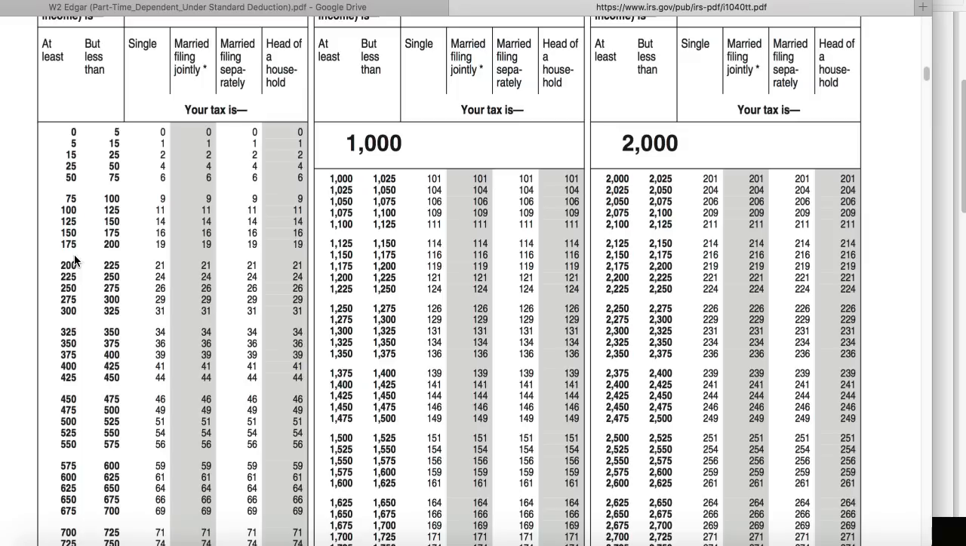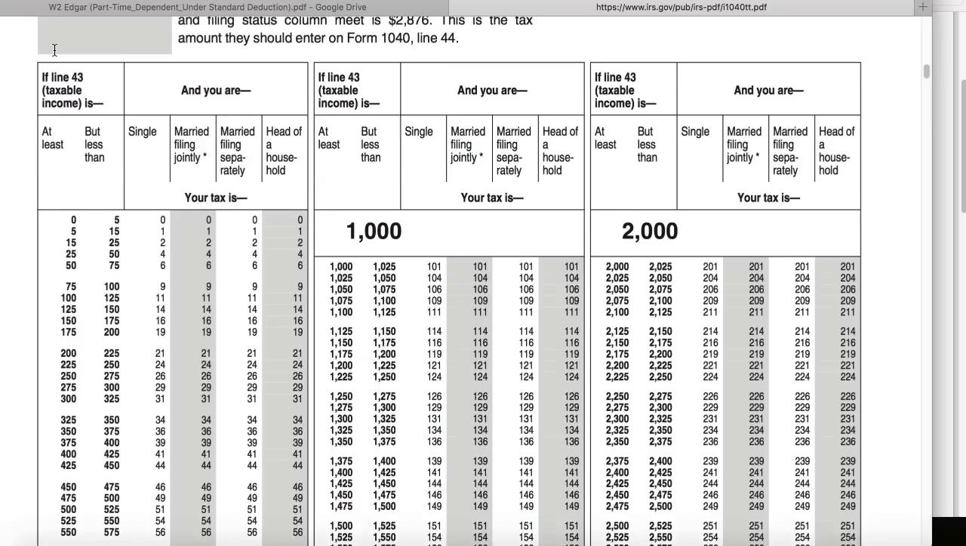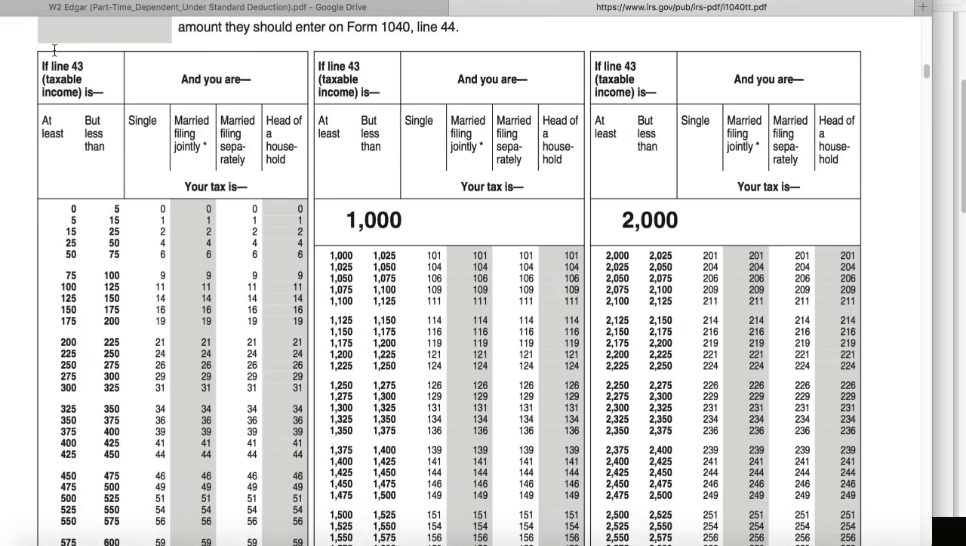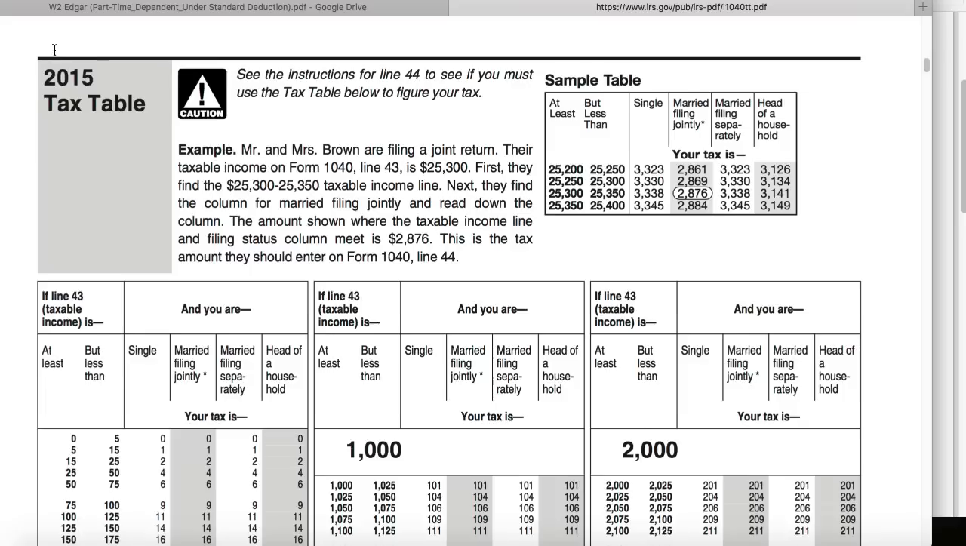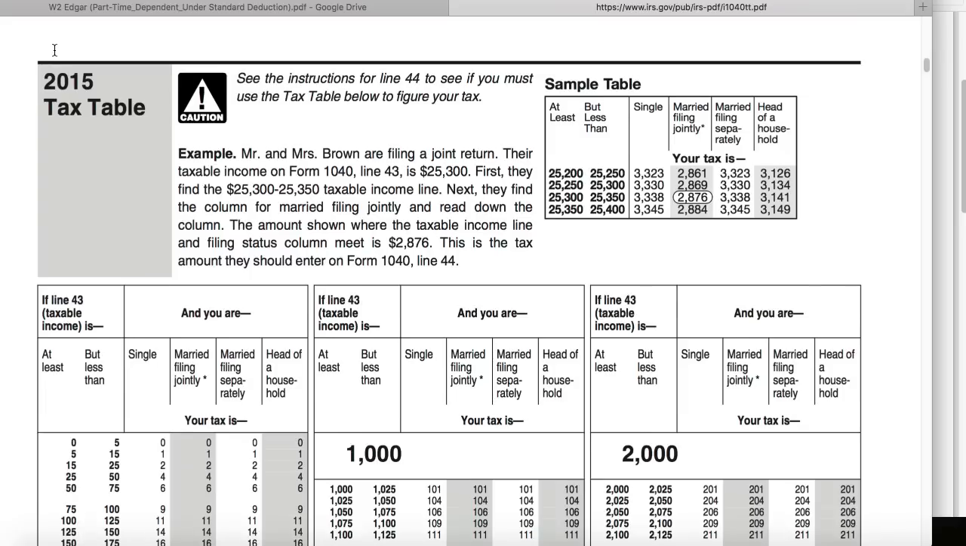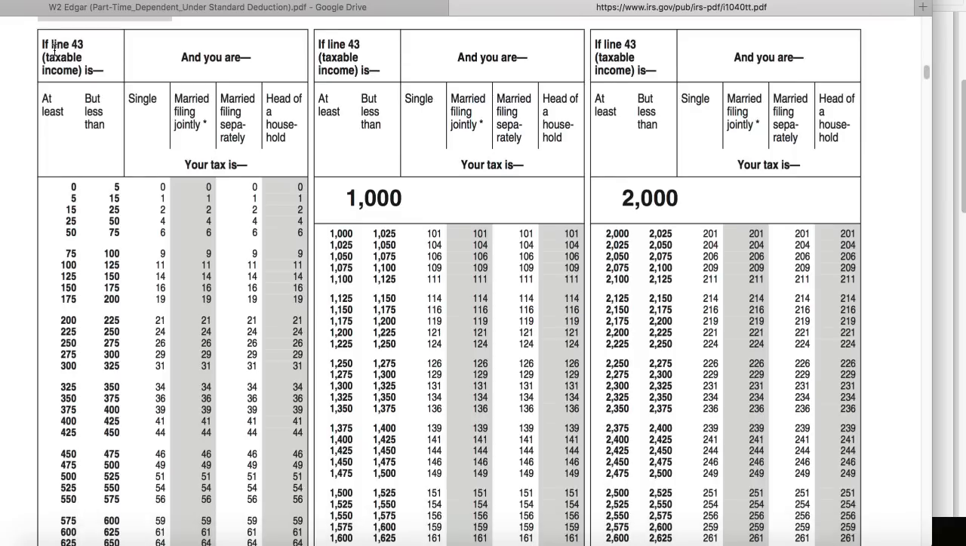So taking a look at this tax table, the way that this works is it shows you up here. So, this is from 1040, but okay. So if your income is at least 0, but less than 5, and you are single, the amount of tax that you would actually be taking out is going to be 0, meaning that you wouldn't have to pay anything.